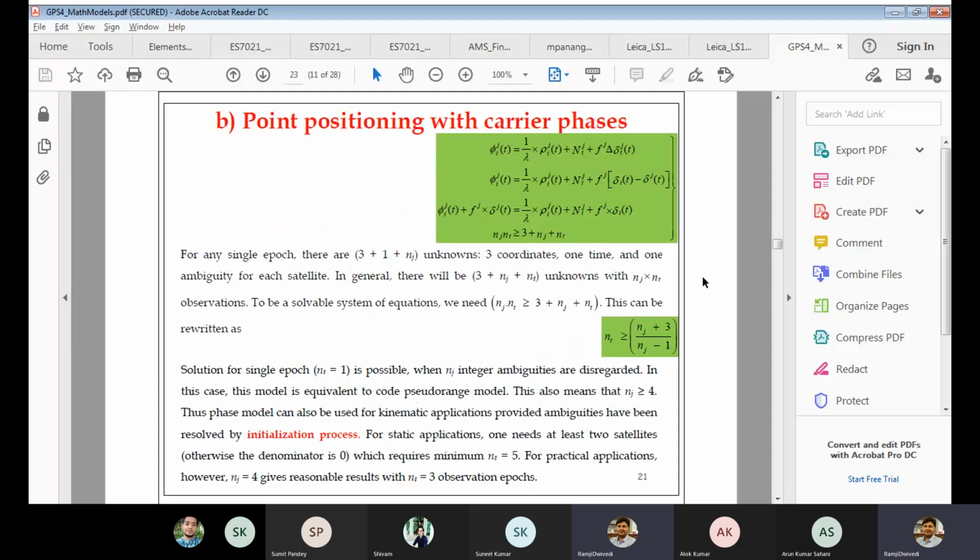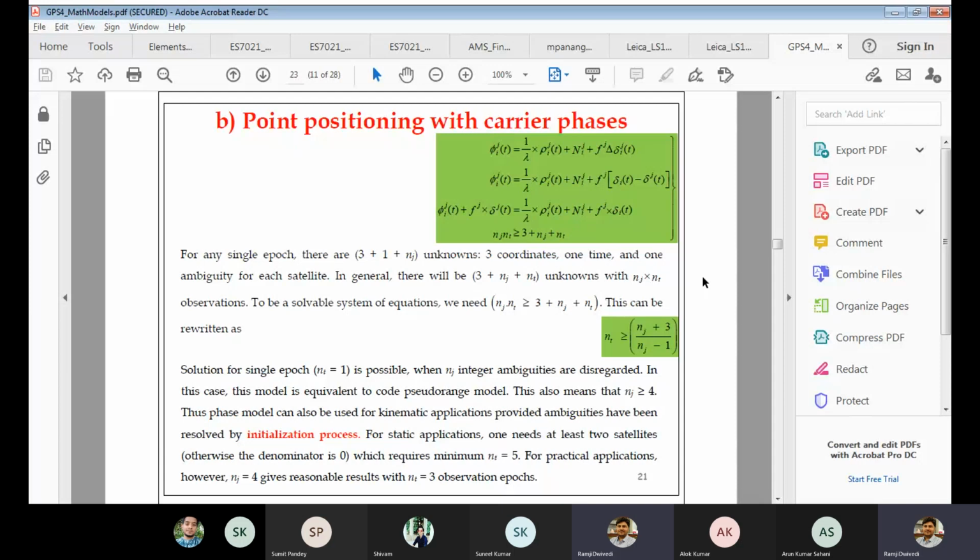On the left hand side, you shift the satellite clock error, while on the right side you have the geometric range, the ambiguity, and the receiver clock error. So now your equation is nj into nt should be greater than or equal to 3 plus nj plus nt. You rearrange the terms, and then nt should be greater than or equal to (nj plus 3) divided by (nj minus 1). Put the value nj equal to 4. Then nt should be greater than or equal to 7 divided by 3. When you have this value, it should be more than 2.